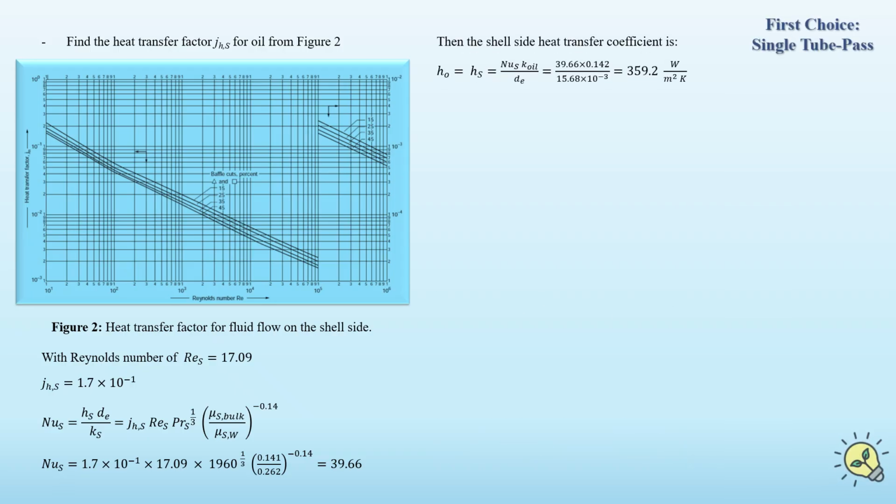And of course, with the definition of Nusselt number, we may get that the oil side heat transfer coefficient to be 359.2 watt per meter square Kelvin.